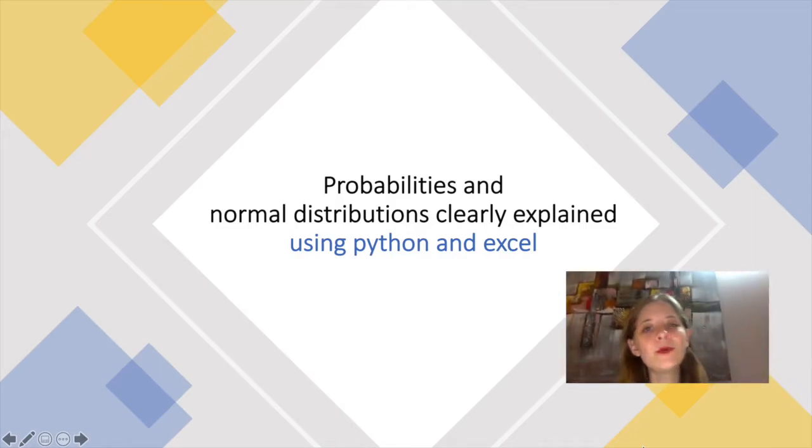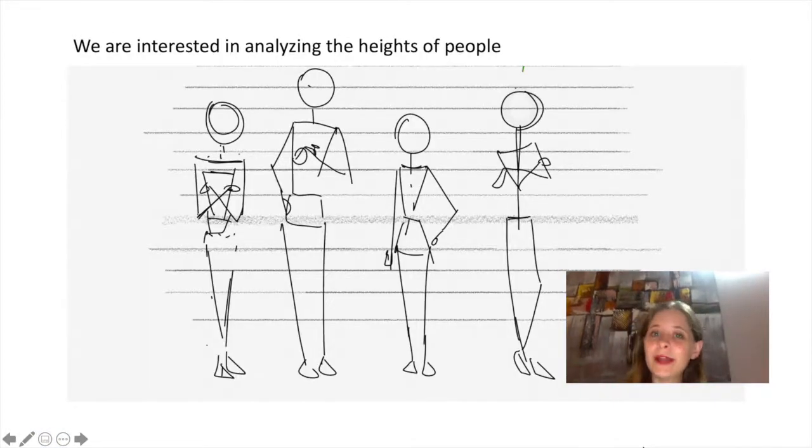Hello there and welcome. In this video, we will be talking about the normal distribution. We're going to be talking about the area under the normal distribution and how to find the probability of seeing an observation with the value that we observed. We will be looking at the heights of people as our distribution, and we will be doing this in Python and Excel, so you can follow along in whichever you feel more comfortable with.